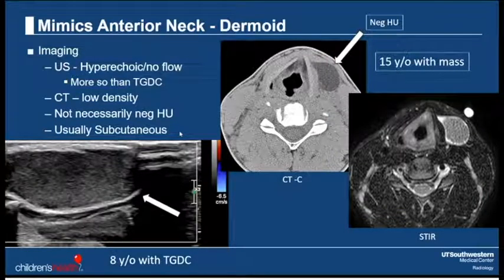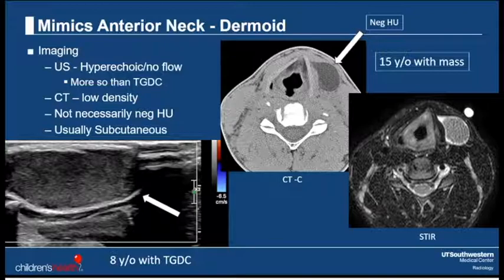Mimics within the anterior neck. Again, dermoids enter the differential diagnosis. These tend to be hyperechoic on ultrasound, but uniformly so. No flow on Doppler. And on CT can be low density due to their fat content, but not always. They're usually subcutaneous. Here's a lesion, again, homogeneously increased echogenicity on ultrasound within the anterior inferior neck that had no Doppler flow and was diagnosed as a dermoid cyst.